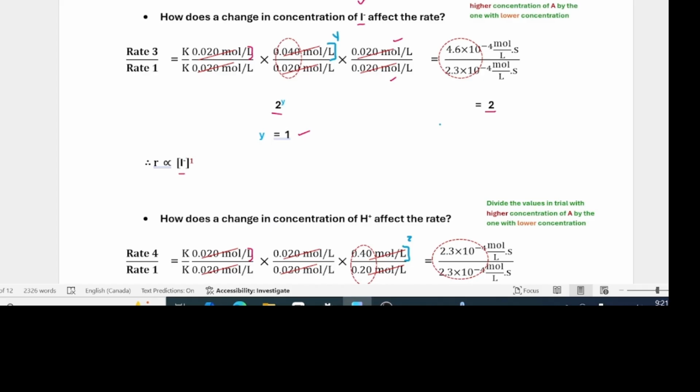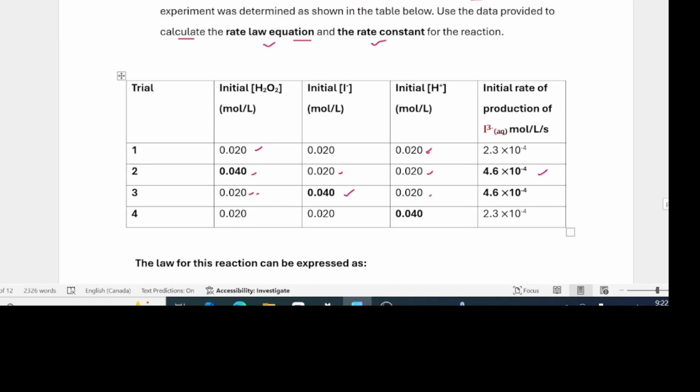Finally, we want to see how a change in concentration of H affected the rate. We go back to the table and inspect it to see where hydrogen ion concentration has been changed. We can see it has been changed here. Nothing else has been changed. Let's stay the same. So what trial do you think we should divide by what trial?